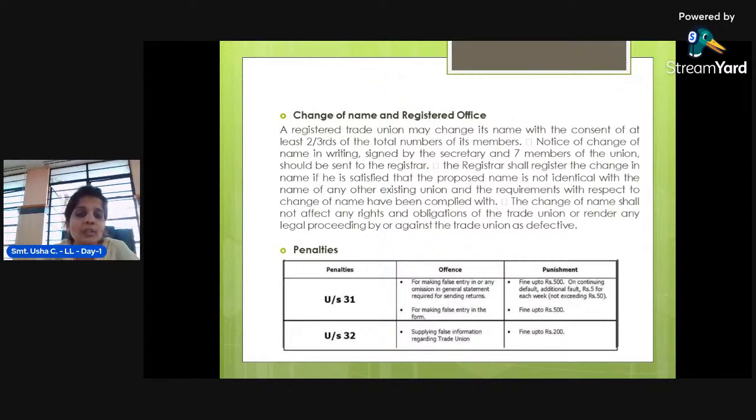At least two-thirds of the members must vote for this change of name and registered office. The proceedings of this meeting must be enclosed along with the change of name, in the prescribed form for the change of name of the registered office, and should be sent for the change.